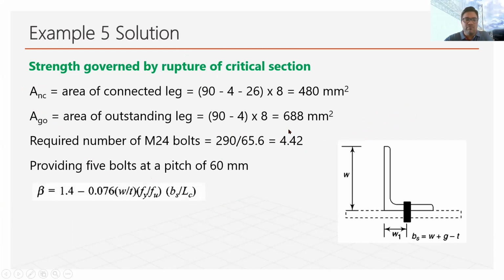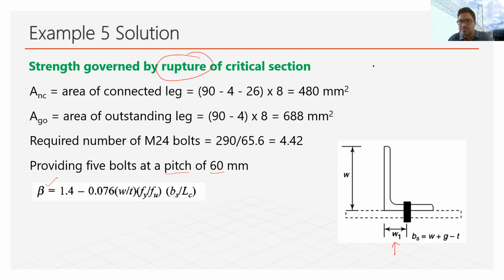Now we will find out the beta value. Why are we doing all of this? Because to find out the rupture strength, we are required to find out the pitch, the number of bolts, and the G value. I will show you how we find it here. You can see this W1. This W1 is the G value. This G value is called the edge distance.